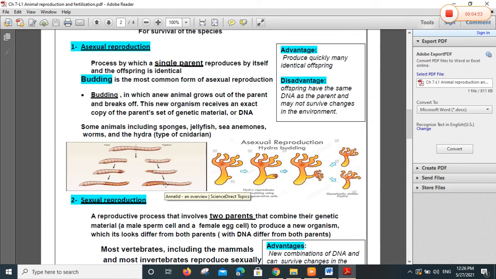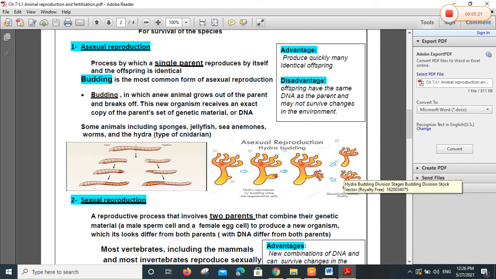Okay, look at hydra. A small part grows from the main body, and this part receives DNA and grows identical to the main body. Look at this part with 4 arms, also the new one with 4 arms. The offspring cut itself and separated. It happens quickly.